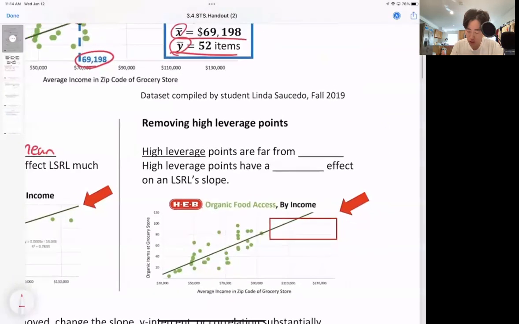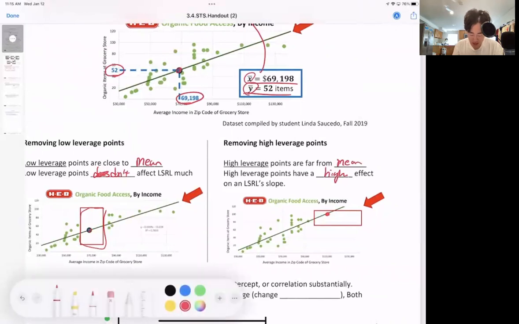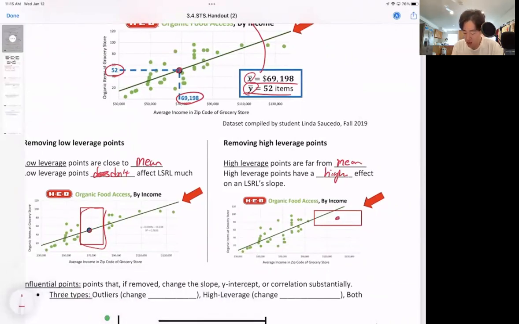So high leverage points are far from the mean, obviously. High leverage points have high impact on the LSRL slope. Let's say I have a point somewhere up here. How is that going to impact it? If I were to draw a couple of points down this way, then my overall line will tilt towards the direction of where that dot is.